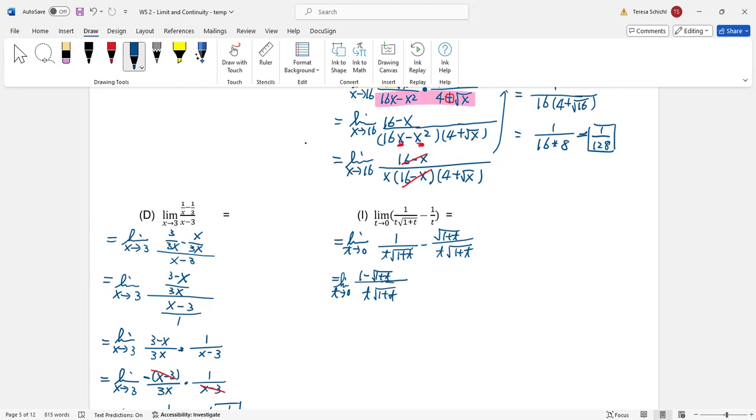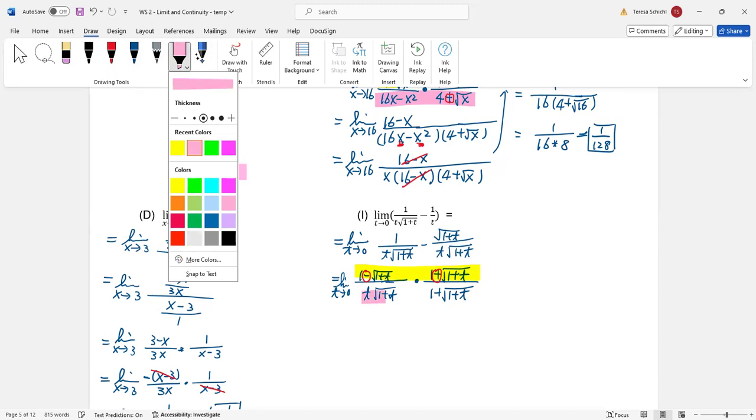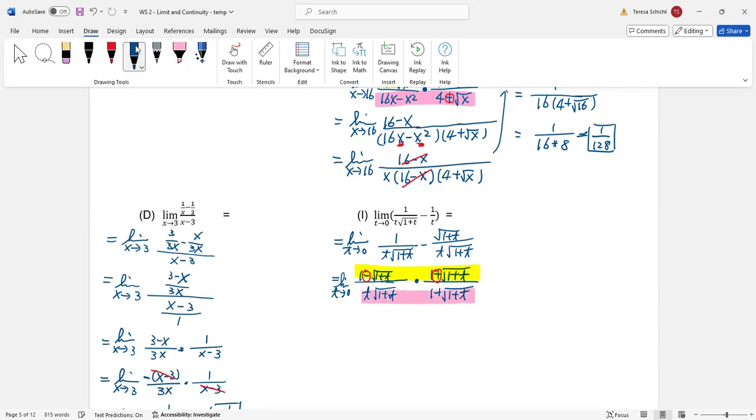So what I can do is multiply by the conjugate, right? Because this is 1 minus, my conjugate will be 1 plus. Remember, the conjugate is the opposite sign. You have a minus, you put a plus here. So this is 1 plus the square root of 1 plus t, just like we did in the other problems. Now you multiply the numerator and the denominator to see if you are able to cancel some terms or not. So this is the limit as t approaches 0.